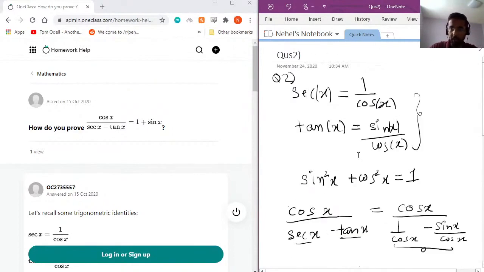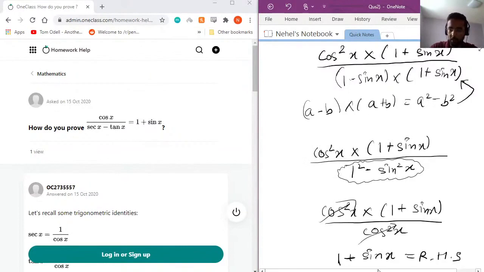We can also do the same thing from the RHS. So if we started with 1 plus sin x, we can go all the way and prove that it is equal to cos x over secant x minus tan x as well. But in this example, we chose to start from the left hand side.